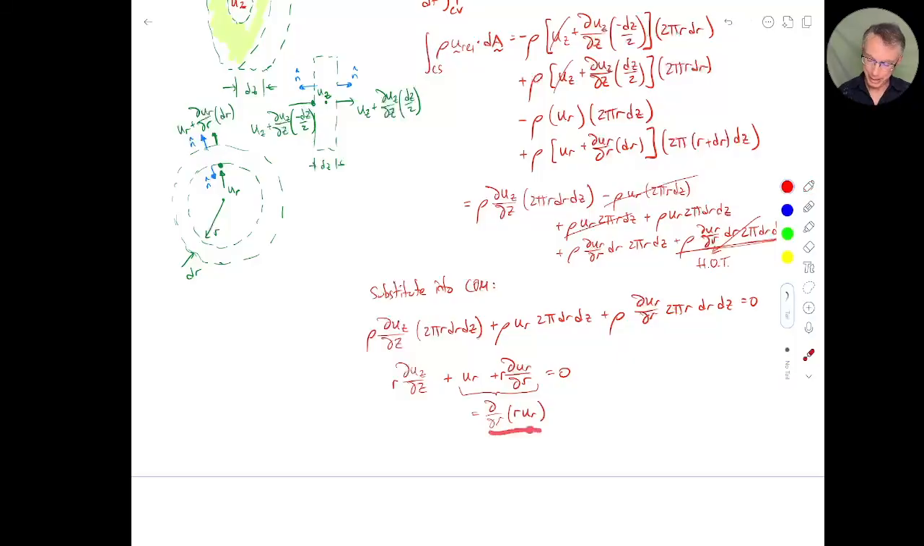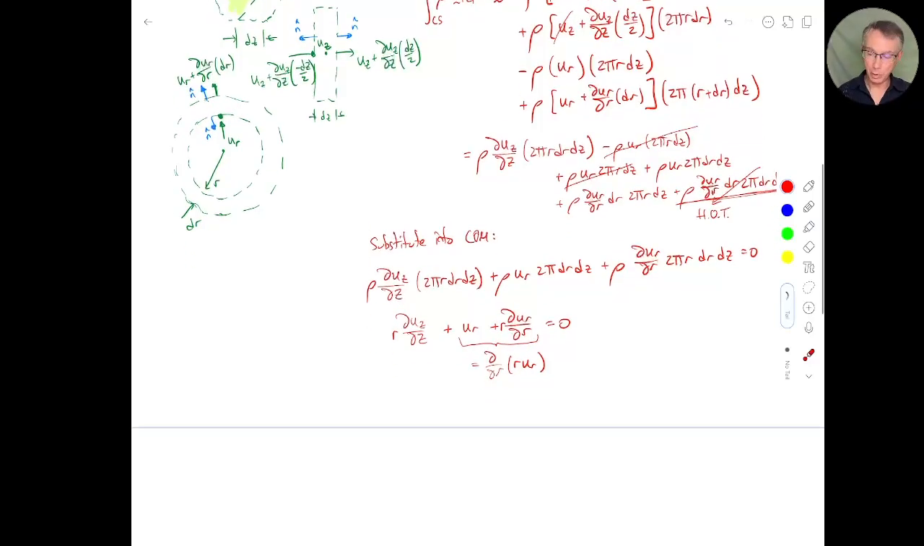Right? If I expand this out using the multiplication rule, I take the derivative of this one, which would just be d/dr of r is just 1, and then multiply it by u_r. That gives me this term, and then I can take the derivative of u_r with respect to r, that's this, and then multiply it by the r there. So you can see I can write that a little more compactly. So what this gives me in the end is r times du_z/dz plus d/dr of r u_r is equal to 0. So this is what I'm getting from conservation of mass.